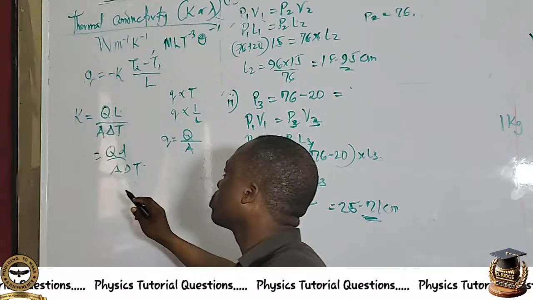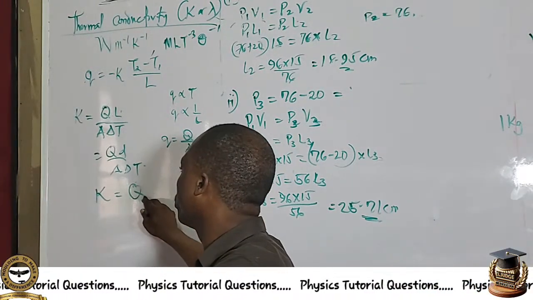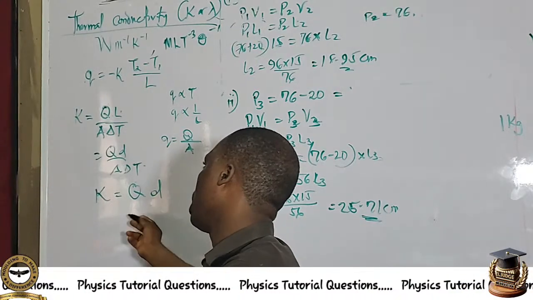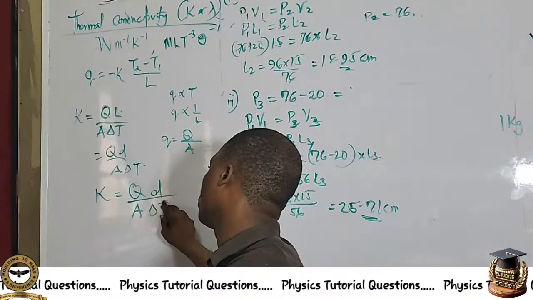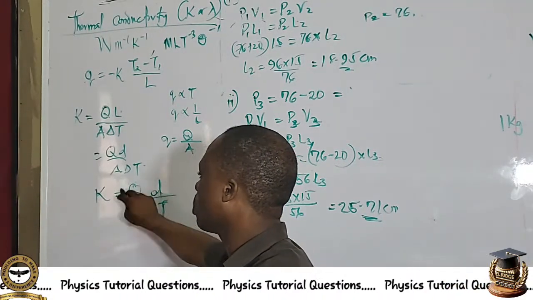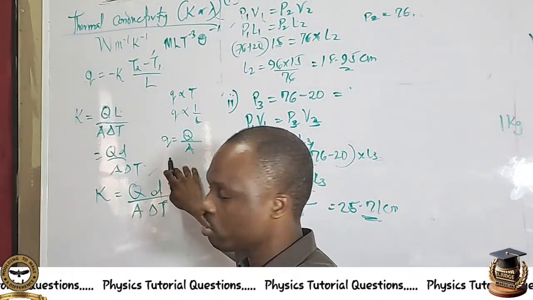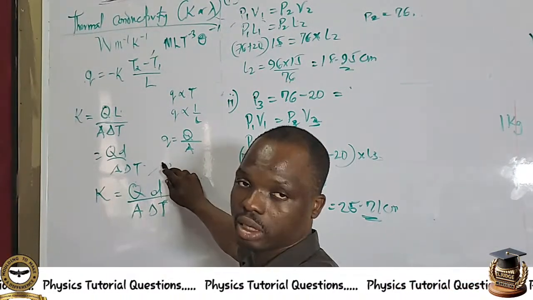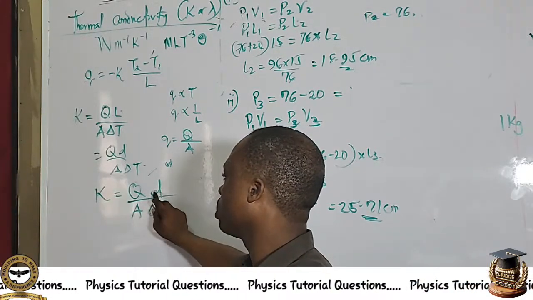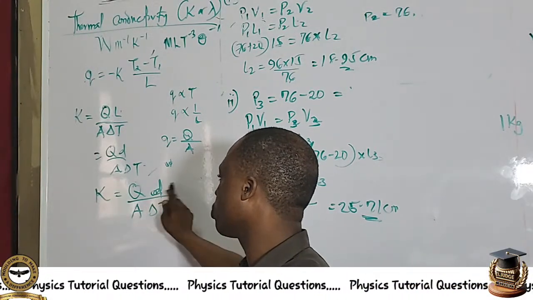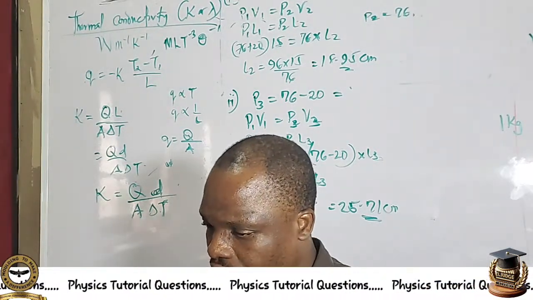So whenever you are asked to find the thermal conductivity, the formula is just QD or QL over A delta T. Q is the rate of heat, energy per time, in watts, joules per second. Then this one is the distance between the two planes, this is the area, and this is the temperature difference. So let's take a question.